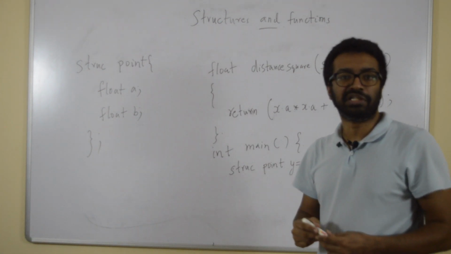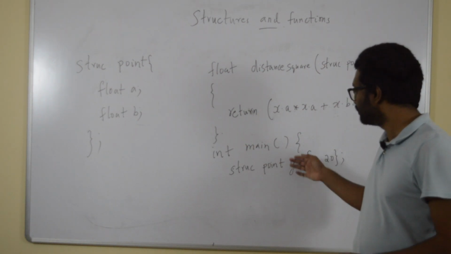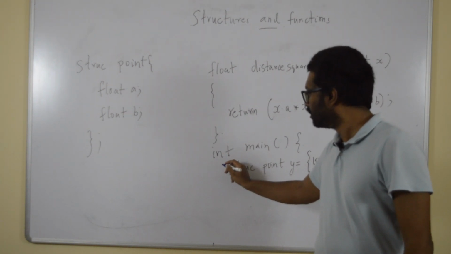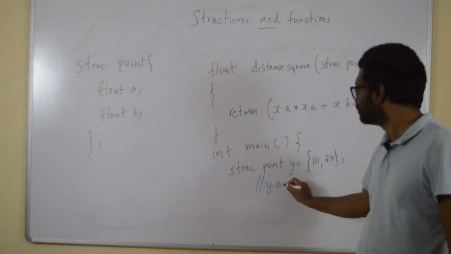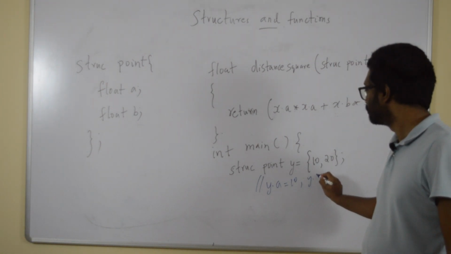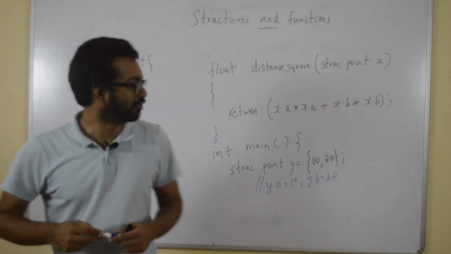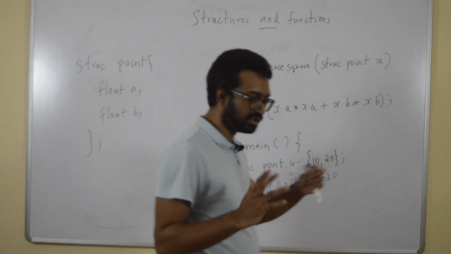this is another way to initialize the members of this variable y. That means this is equivalent to y dot a is 10 and y dot b is 20. This is a shorthand notation to declare and initialize at the same time.